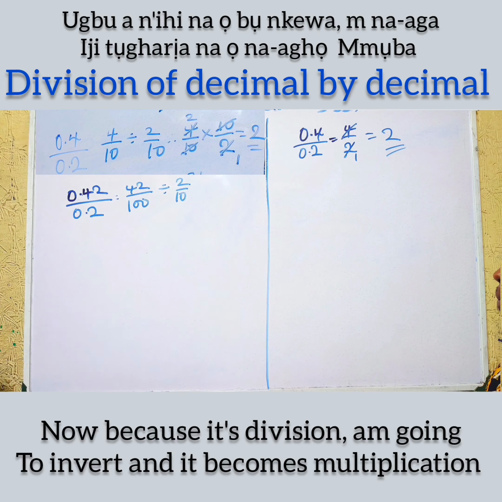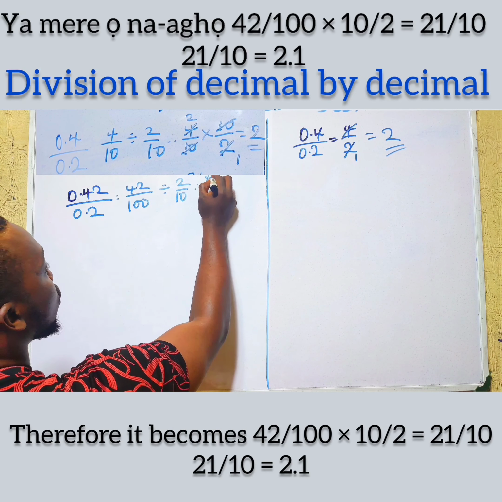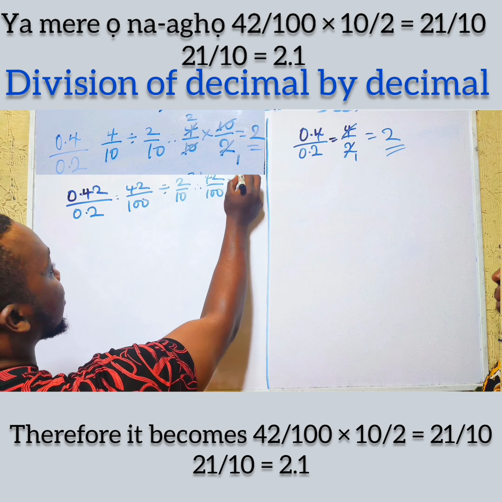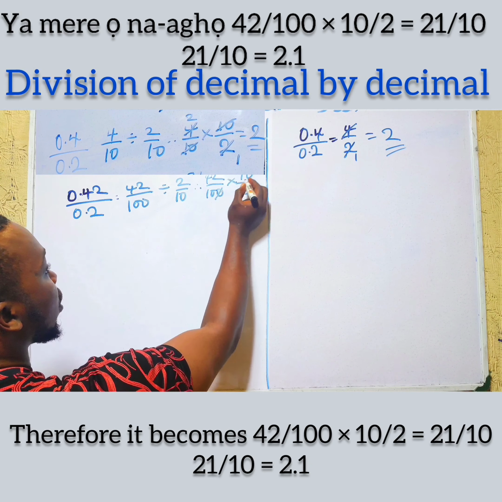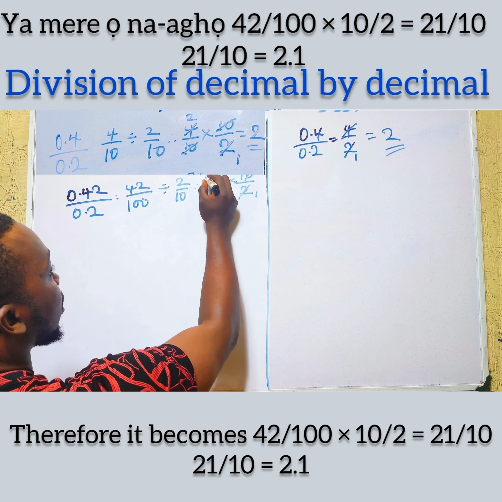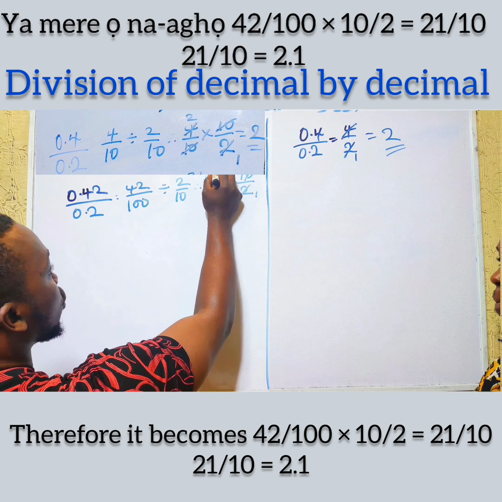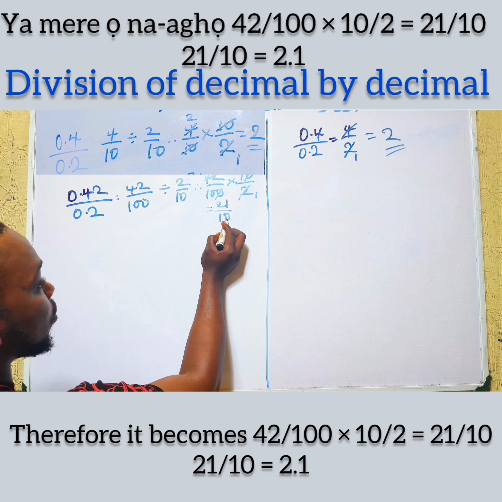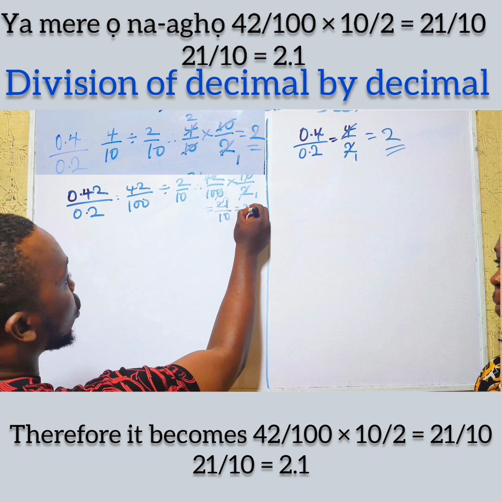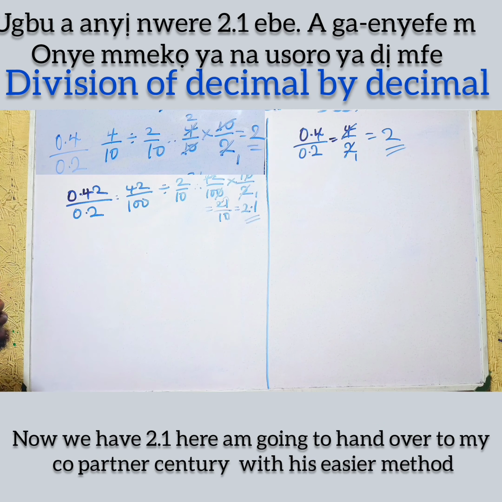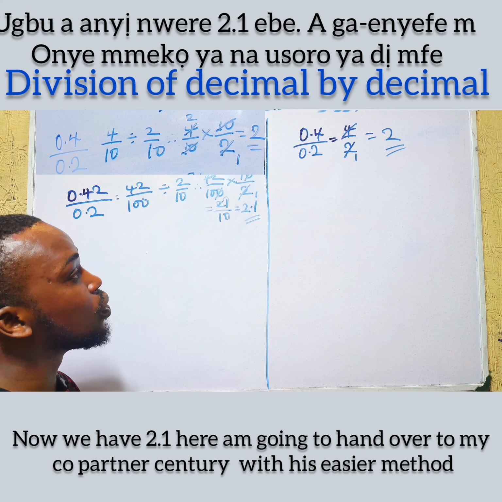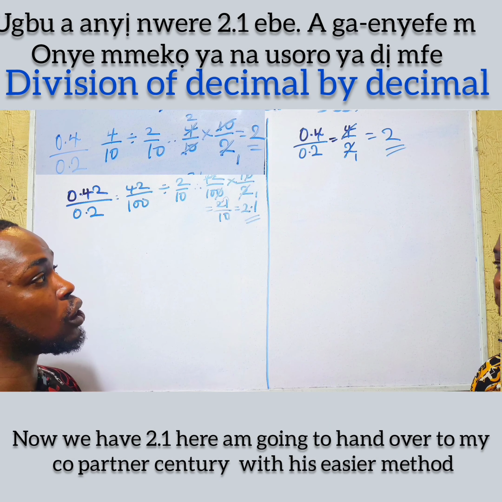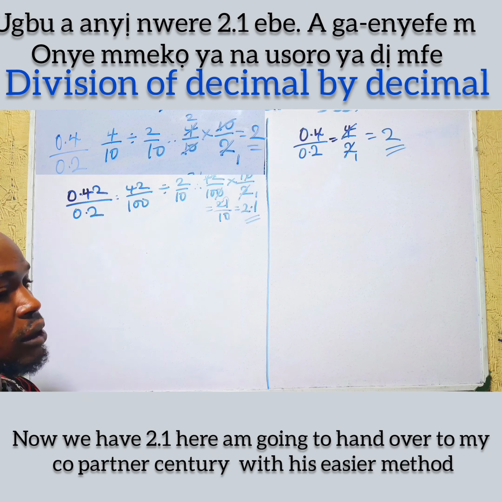Now because it is division, I'm going to invert, and then it becomes multiplication. Therefore it becomes 42 over 100 times 10 all over 2. 0 cancels 0, 2 here, 1 into 4, 2 into 2, 1. Therefore we have 21 over 10, and when we change it to decimal point, because it is 10, we invert it and it equals 2.1. Now we have 2.1 here. I'm going to hand over to my co-partner Century for him to continue with his easier method.